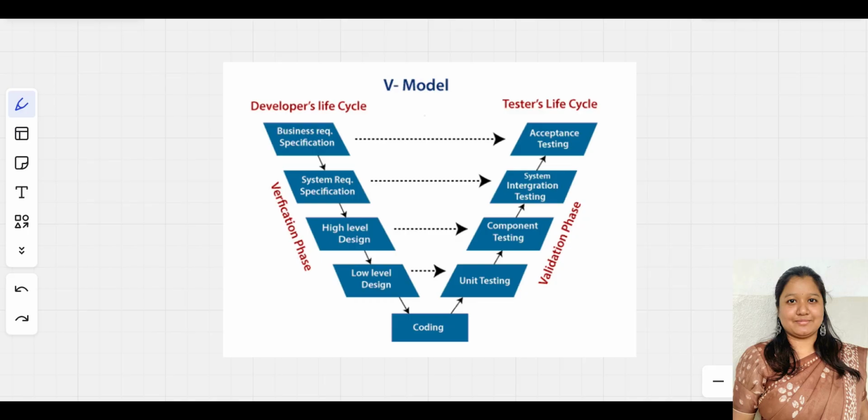When we talk about a V model, like I said, it is also known as a verification and validation model. We will be dealing with the two major phases: what a developer lifecycle talks about and what a tester lifecycle talks about. Unlike a waterfall model, there is a lot of difference between them. So why do we need to approach the V model over waterfall? Also, I will be explaining that in this video.